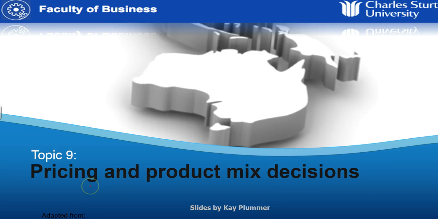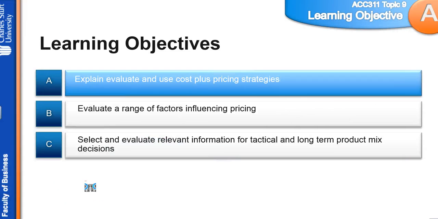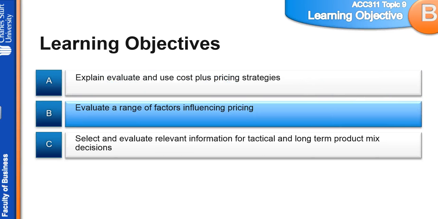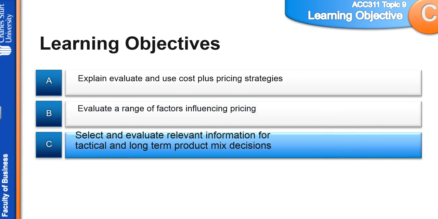Here we're going to look at some pricing decisions. What we're going to be looking at is to explain, evaluate and use cost plus pricing strategies. We're also going to be looking at evaluating a range of factors influencing prices, and we'll be selecting and evaluating relevant information for tactical and long-term product mix decisions.